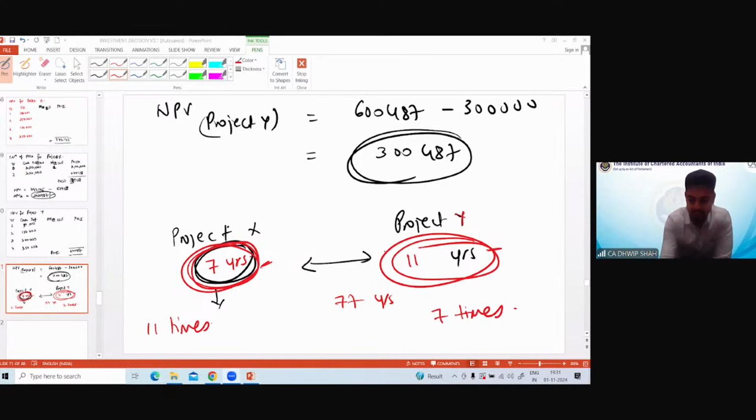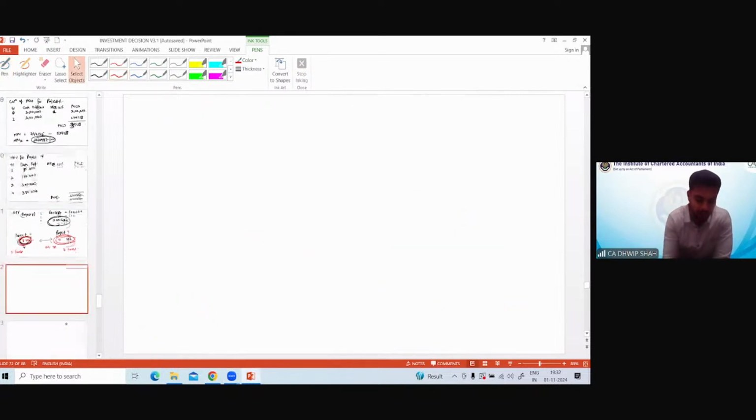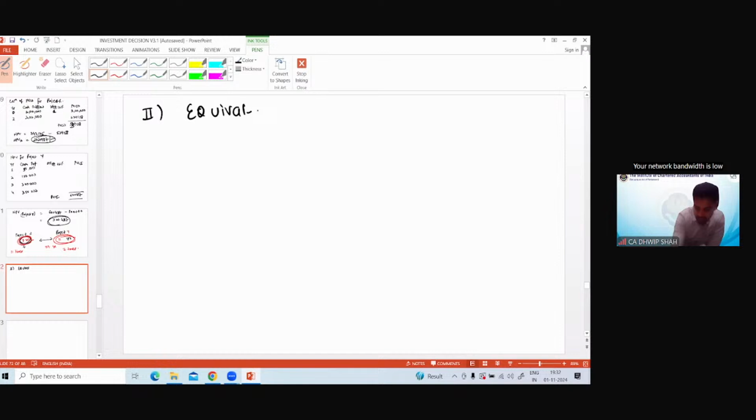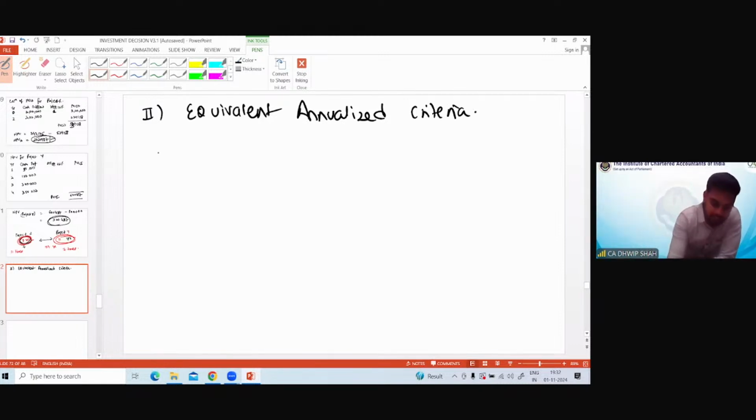And finance managers are very lazy. They are not interested in such a time consuming or lengthy process. So they have derived another method to solve the problem of unequal life. And that method is called equivalent annualized criteria. Equivalent annualized criteria. What is the name of the other method? Equivalent annualized criteria. The steps involved under this method, please pay attention very carefully.